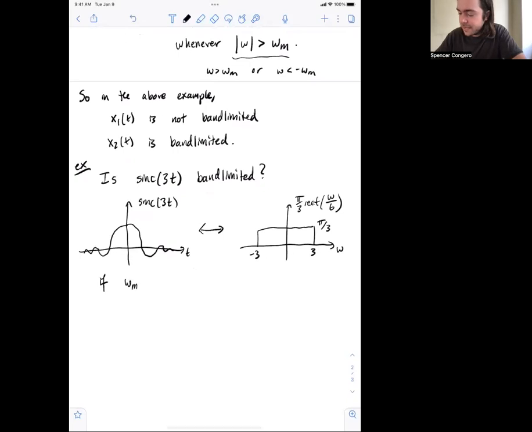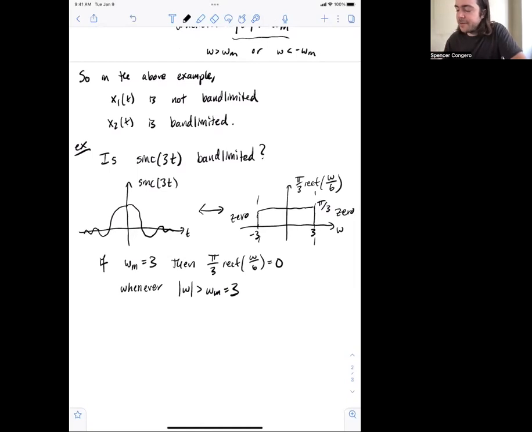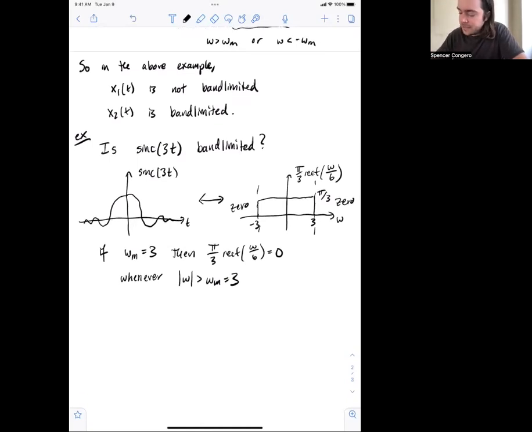So if we take omega m to equal 3, then this Fourier transform equals 0 whenever the absolute value of omega is greater than omega max equals 3. Okay, because look, I can just draw these dotted lines and my function is 0 outside of them. Rect is 0 forever outside of that frequency band. And so that tells us that sinc of 3t, sure enough, is band limited.